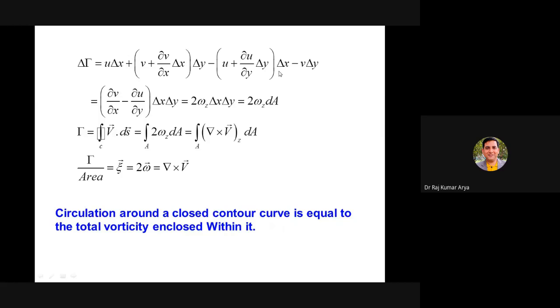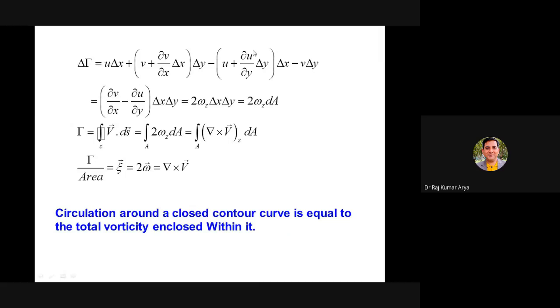Now you are going back. This side velocity was v, so you are going this side. Therefore you put the minus sign here, the v into delta y. So you reach point O. So you completed one circular path completely.